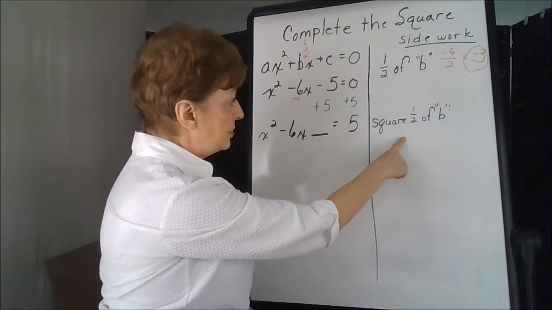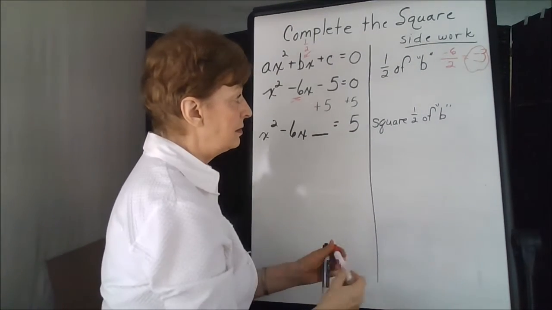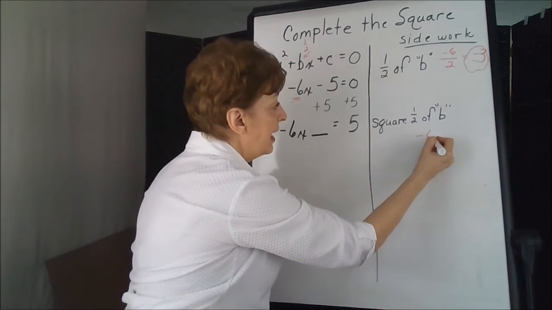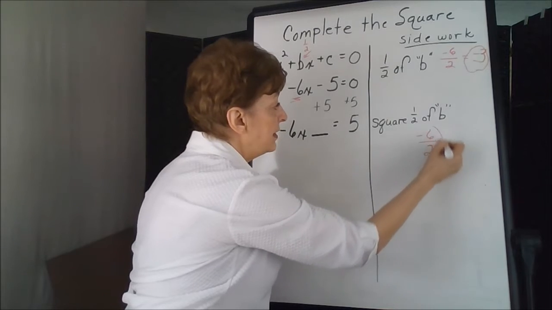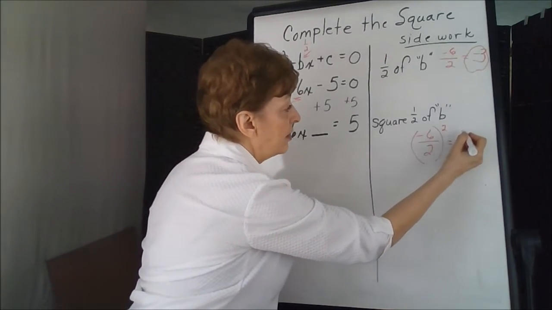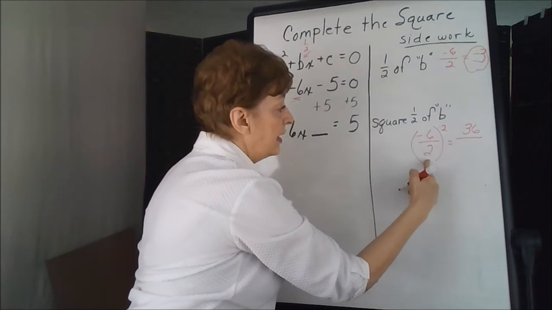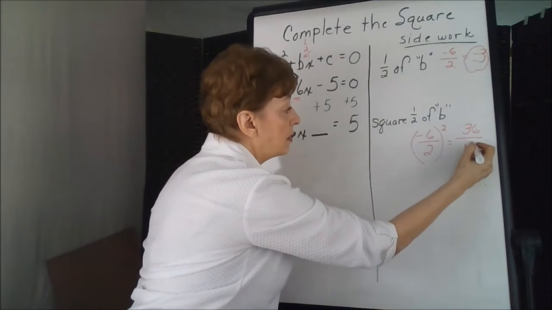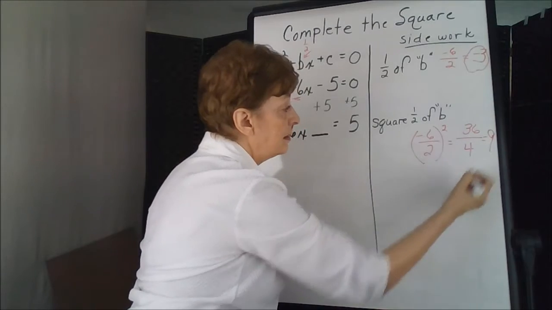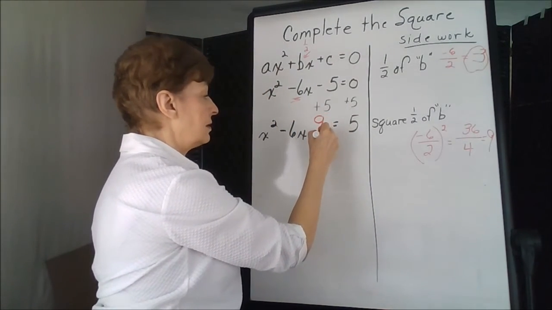Then we go to this step where we take half of the b. So we are going to square this -6 over 2. This gets squared. So basically what you're saying here is 6 times 6 is 36, and 2 times 2 is 4. Now we can reduce that fraction and get 9. And 9 fits here into this spot.